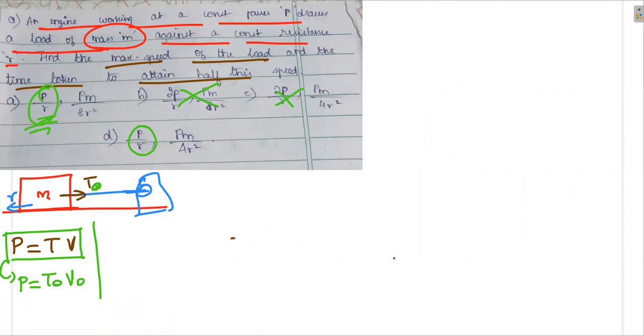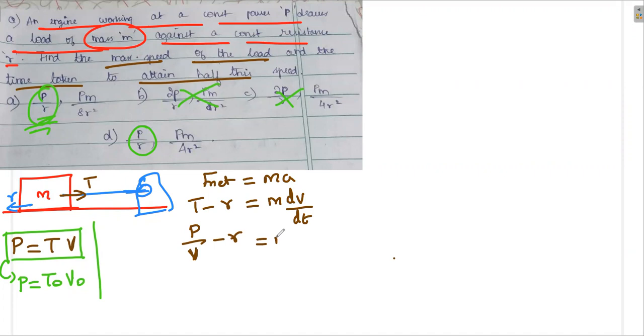Okay, so let's see what we have here. F net is equal to ma in general. At some instant of time, the tension is T and the resistance is R. I know that F net must always be equal to ma. The net force is T minus R, equal to m into acceleration. Acceleration is dv by dt. And T is P by V. So T minus R is P by V minus R. V is also a variable. So P by V minus R equals m into dv by dt. I'm going to get a differential equation here, but it's solvable.